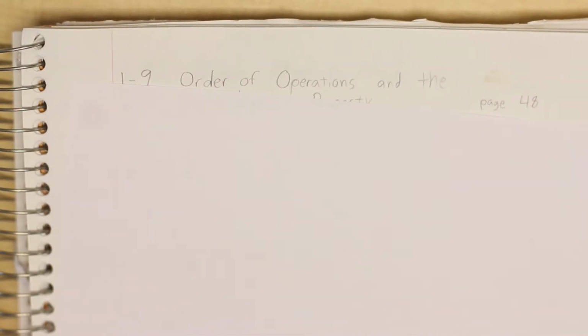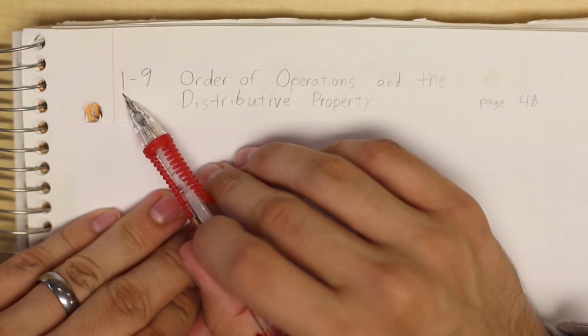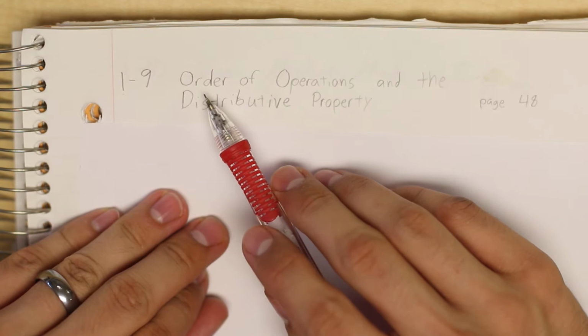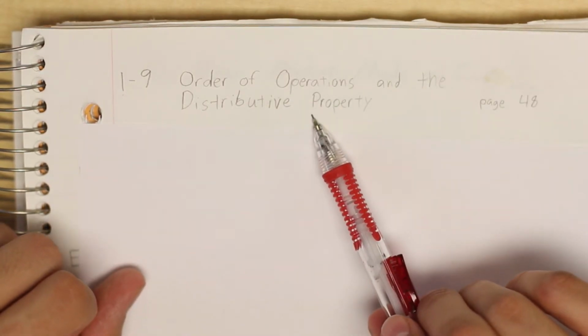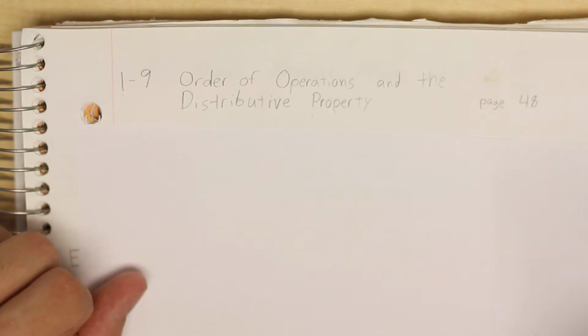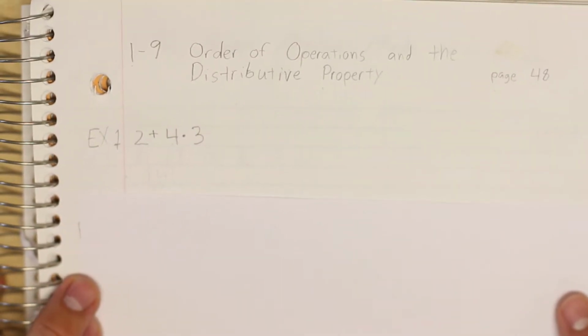All right, class. Time for the next video lesson. Today we're going over section 1.9, and we'll be taking a look at order of operations and the distributive property found on page 48. For our first example, let's take a look at this.